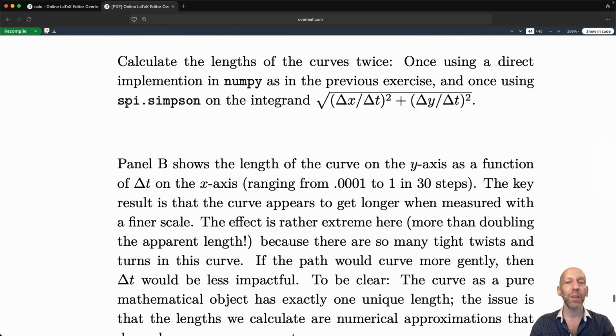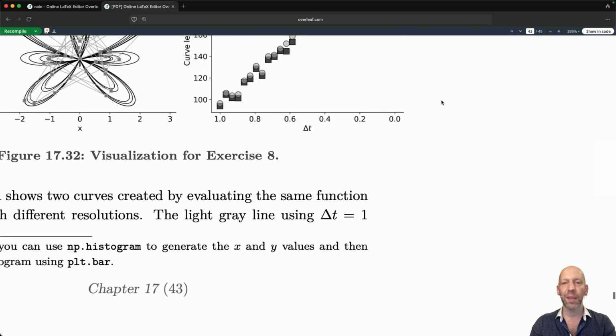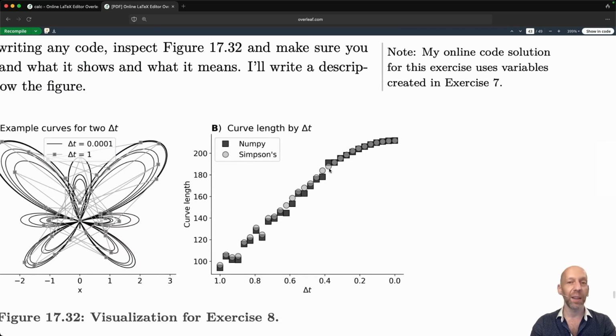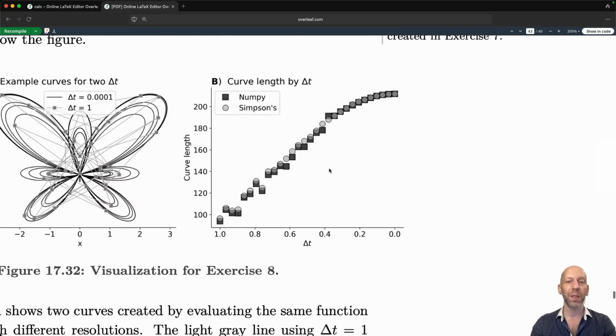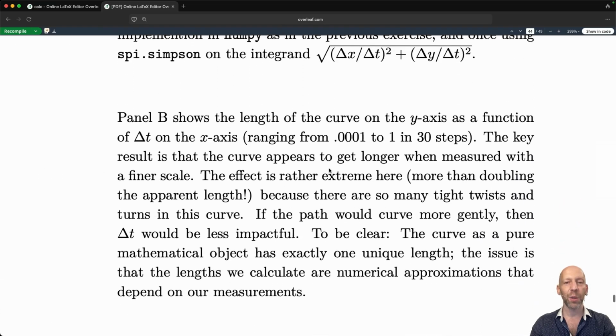So spi.simpson evaluated on the integrand of the square root of delta x divided by delta t, that quantity squared, plus the same thing for y. Okay, and then, again, you can see that they are very similar, not identical. I will have more to say about that when I show you the code.